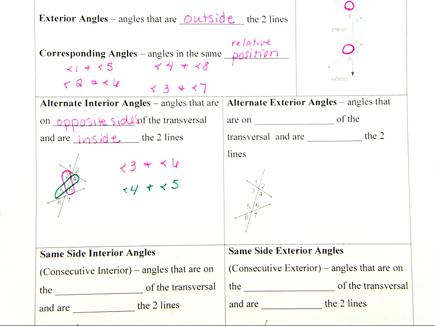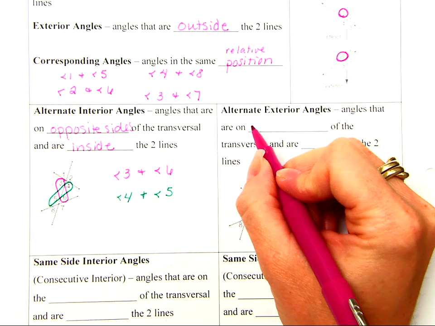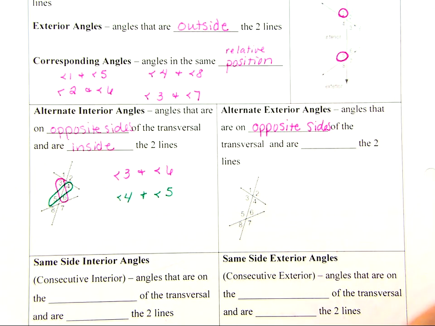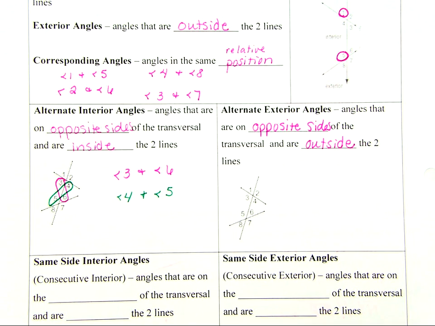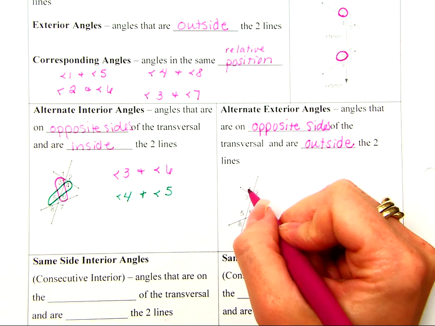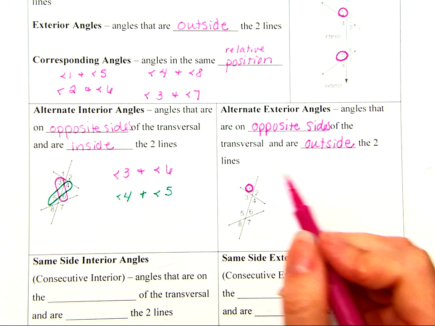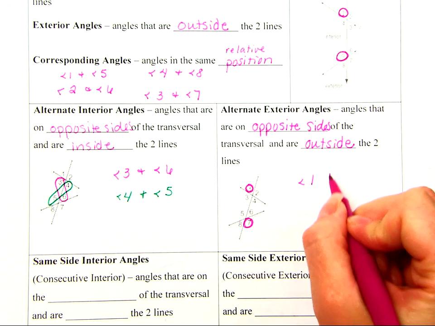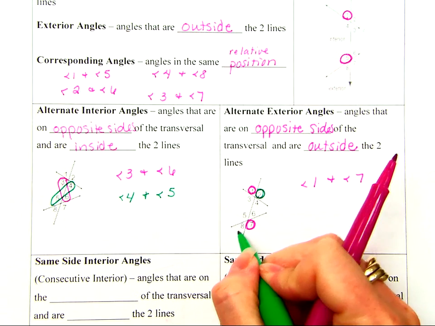My angles can be considered alternate exterior. Alternate exterior meaning they are on the opposite side of the transversal, but they are on the outside of the two lines. So looking here at my alternate exterior, well, if I picked angle 1, exterior, the one that would be alternate exterior on the opposite side would have to be angle 7. So angle 1 and angle 7 are alternate exterior. Likewise, the other pair we could have picked are angle 2 and angle 8.